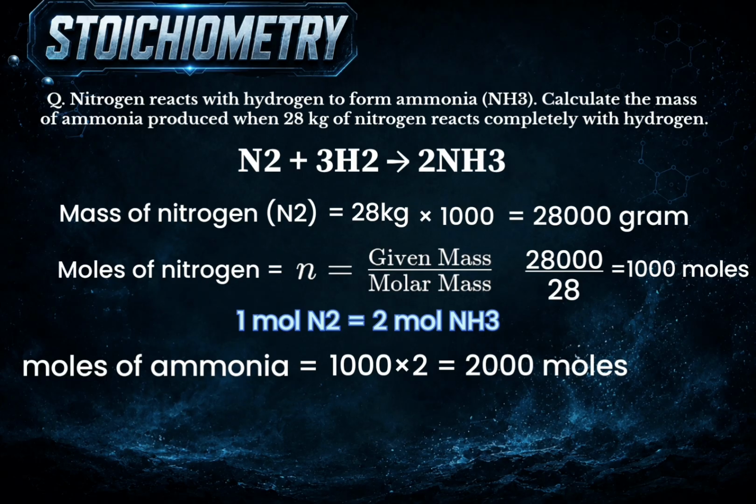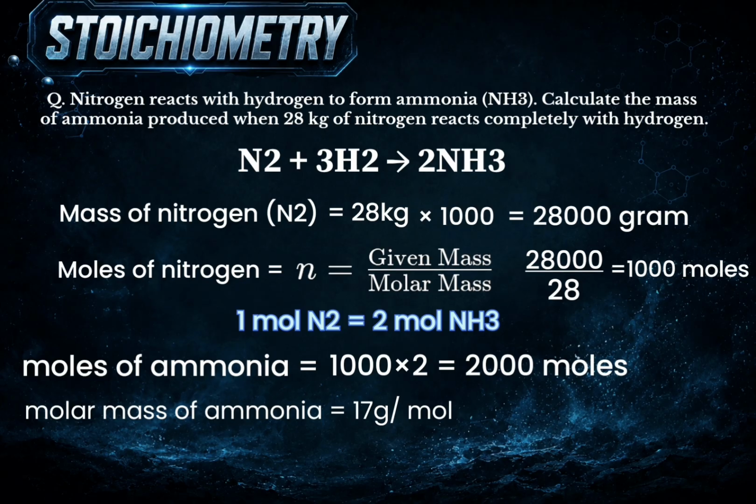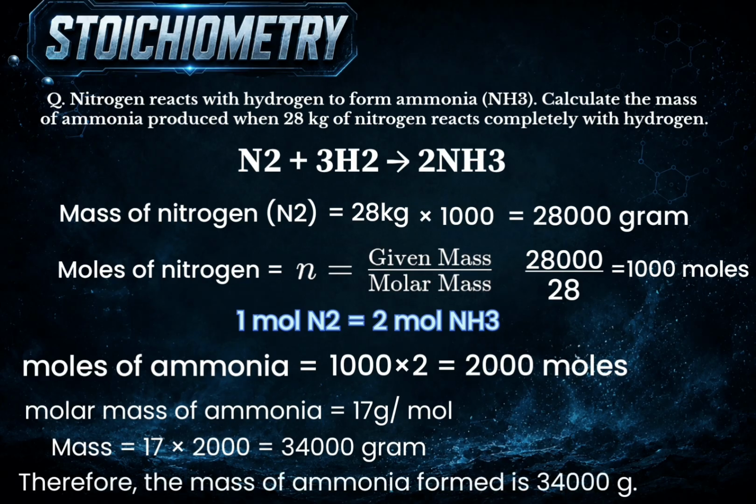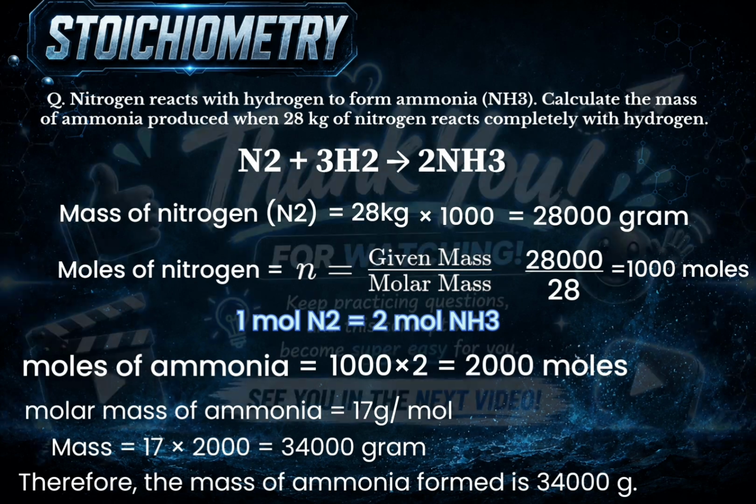Now we have the moles of ammonia. Moles equals given mass divided by molar mass. We have 2,000 moles, and we need to find the mass. The molar mass of ammonia, NH3, is 17 grams per mole. Mass equals 17 times 2,000 equals 34,000 grams. Therefore, the mass of ammonia formed is 34,000 grams.